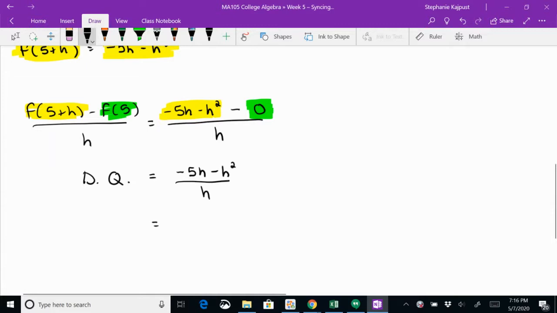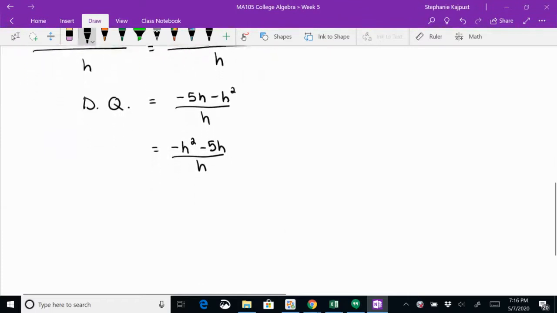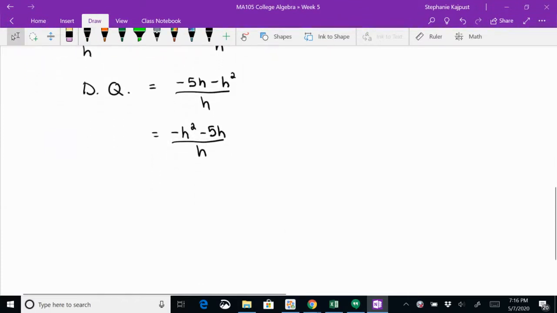Now, I'm going to rewrite this so that the h squared is first, because we like to have our highest exponent first. And because it's a negative h squared, it's still going to be a negative h squared. So I'm just going to rewrite this. So what we have here is a rational expression, which we looked at in week 1. And we need to factor the numerator so that we can cancel things out. So let's factor out an h.